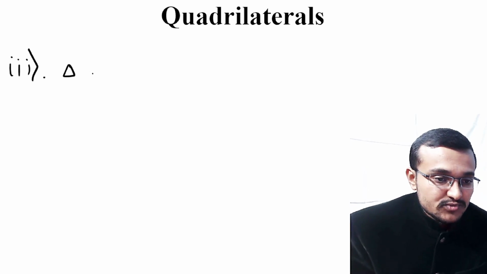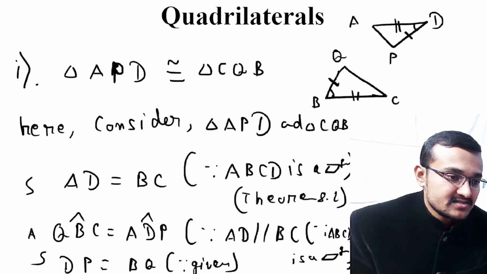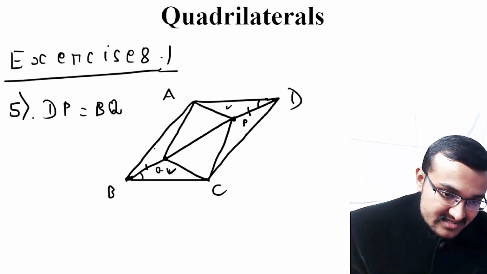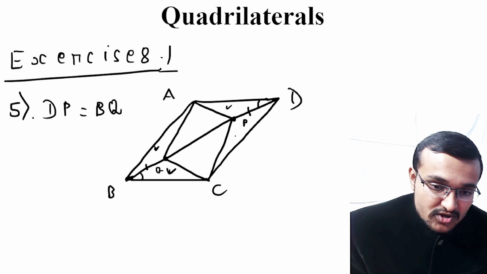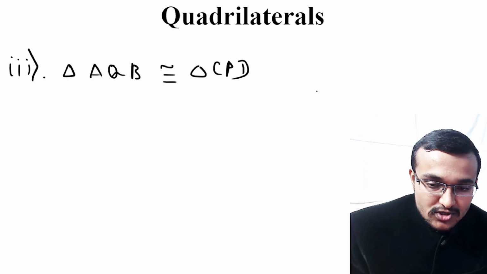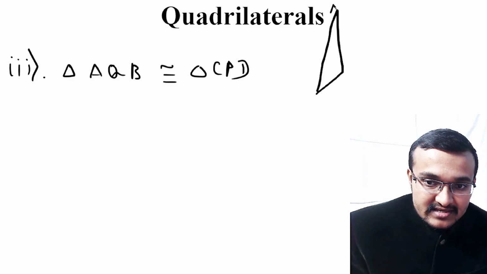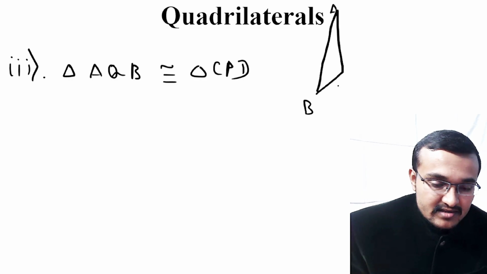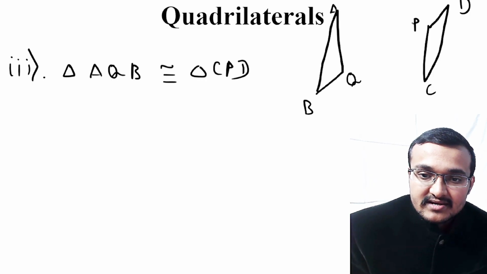Here in the third question, you have to prove triangle AQB is congruent with triangle CPD. That is, in this particular diagram, this triangle AQB is congruent with this particular triangle CPD. So let's draw these two triangles. We have these two triangles like this. One is ABQ or AQB, and another triangle is CPD.